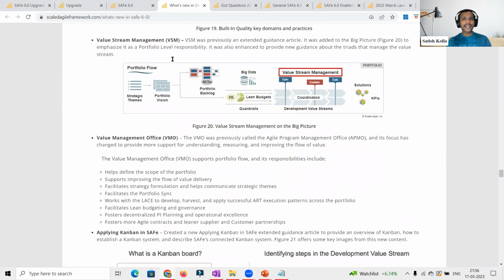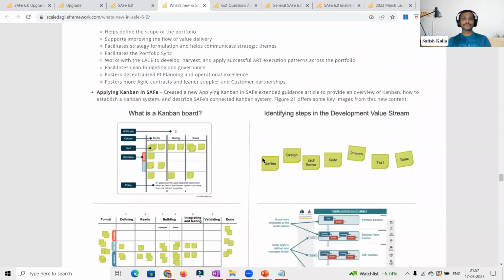Then value stream management and value management office. Value streams are already there in version 5. Now it is explicitly defined, stating who or what is required to drive the value stream management, and what the responsibilities of the value management office are. Those are the pointers highlighted as part of this new framework.